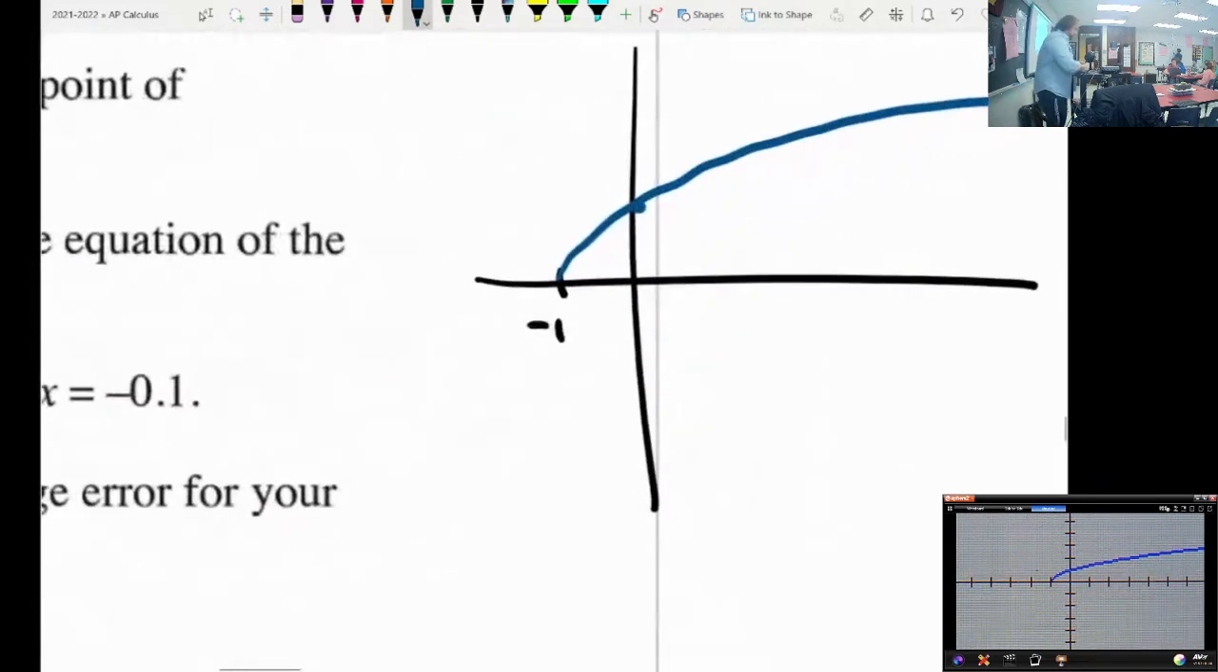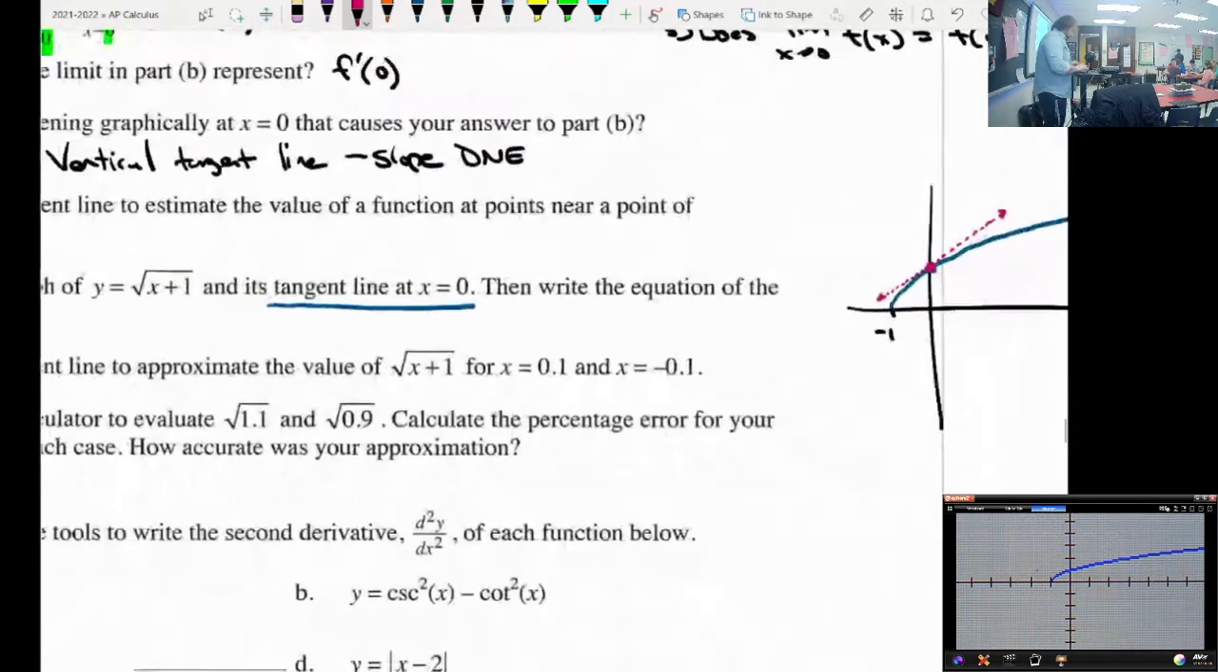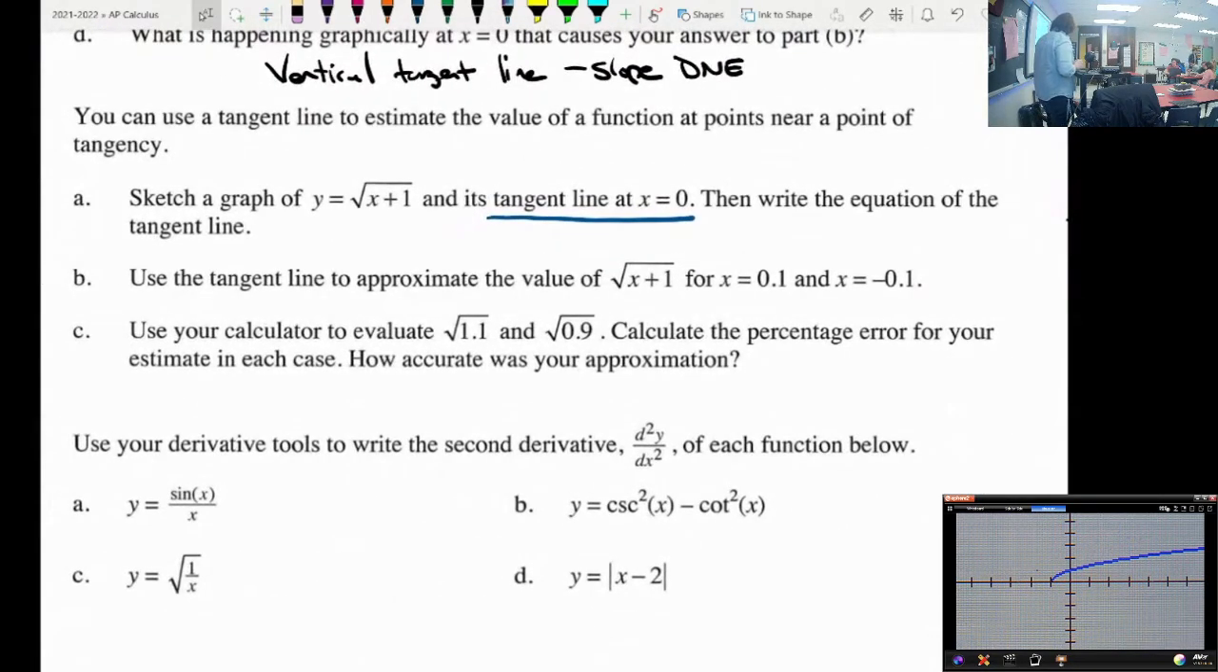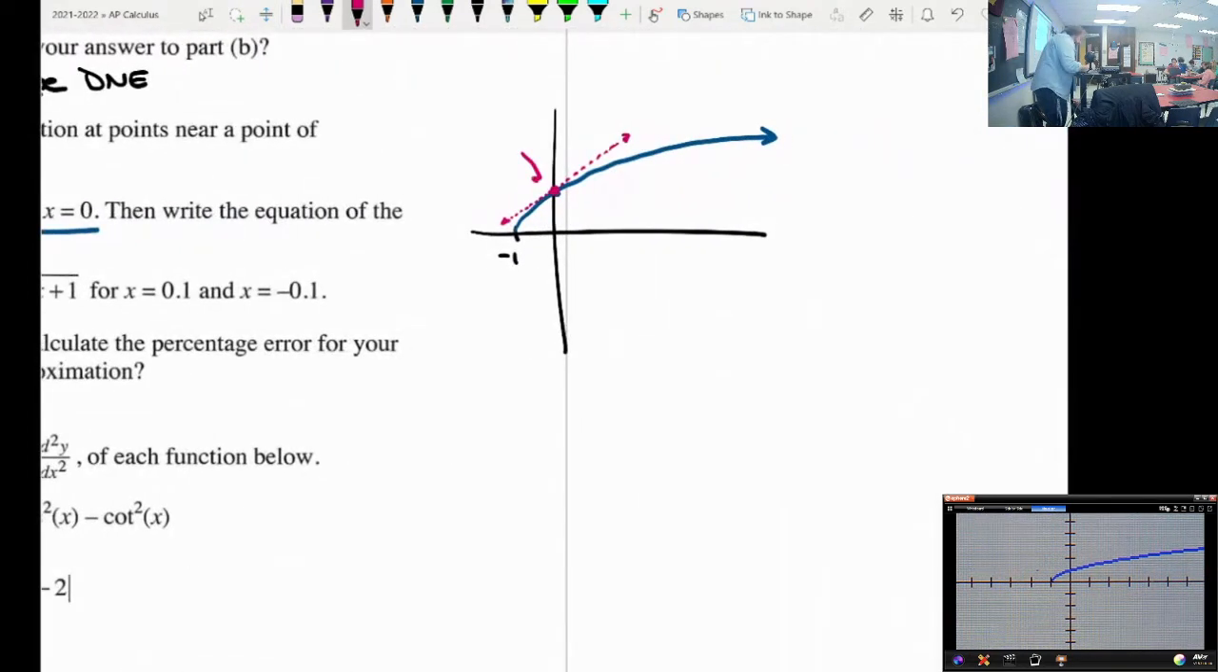Tangent lines are a really central concept to this class and to derivatives in general. Here's a quick sketch of the tangent line at x equals 0. The other thing we have to do is write the equation of that tangent line. That's actually going to be pretty easy in this case. We know that that point right there has to be the point (0, 1).